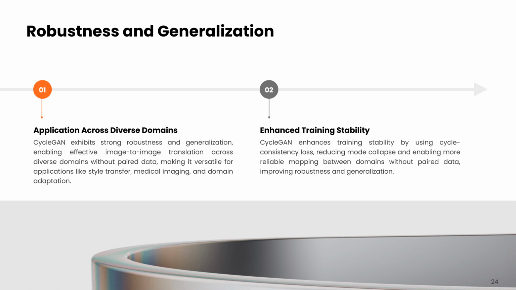You may also see the TTUR concept, using different learning rates for the generator and discriminator to balance progress and prevent the discriminator from overpowering the generator early in training.